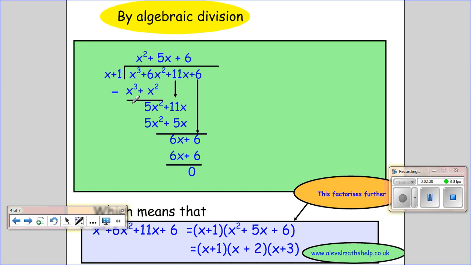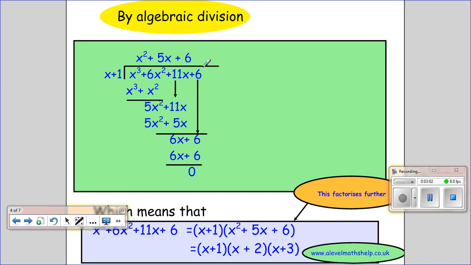x cubed minus x cubed is 0. 6x squared minus x squared gives 5x squared. We then bring down the next term, which is 11x. And then again, we look at our leading term here. So we've got 5x squared. What would I multiply this x by so I can get that bit to disappear? I'd multiply it by 5x, so I write 5x up here. And so that gives me 5x squared plus 5x. I take away again, so 5x squared minus 5x squared is 0. 11x, take away 5x will give me 6x.